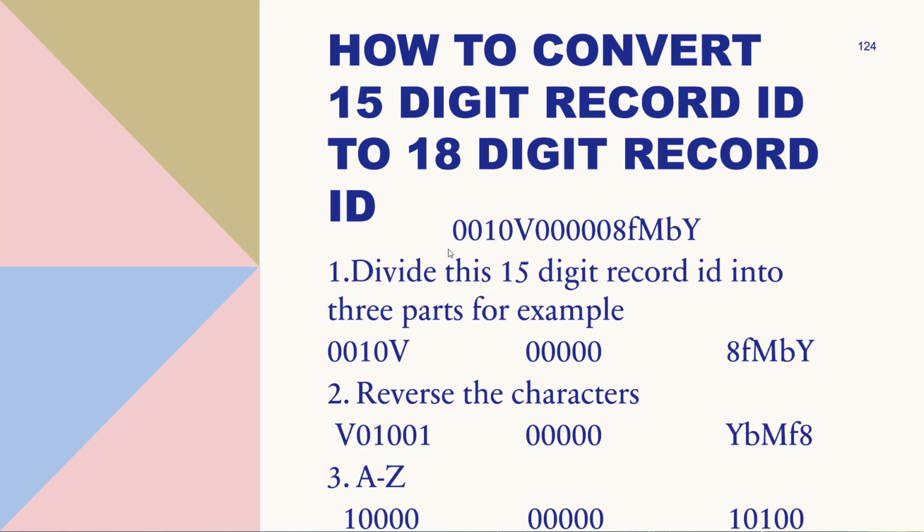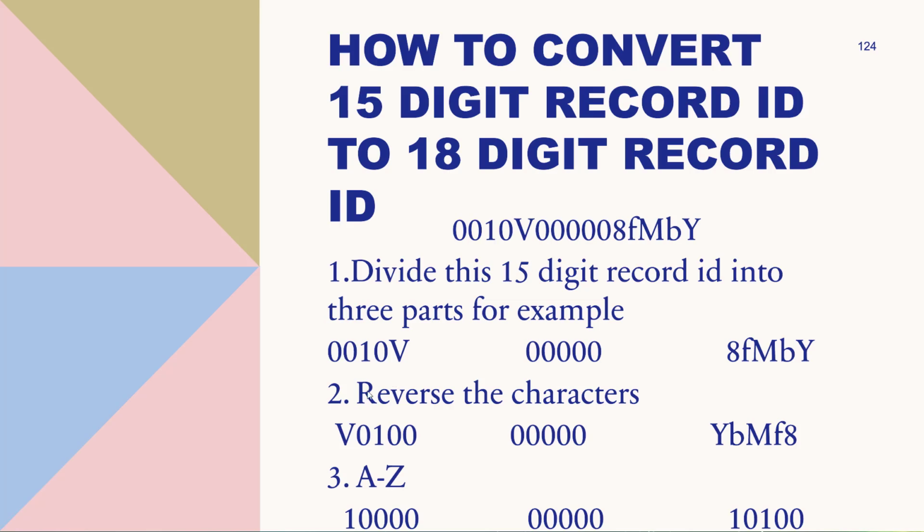We divide this 15-digit record ID into three parts. So we first take the first 5 digits, 0010V, from the first part, 00000 for the second part, and 8FMBY for the third part. So it is divided into three parts like this: 0010V, then in the second part 00000, and in the third part 8FMBY. This is our first step to convert a 15-digit record ID to an 18-digit record ID.